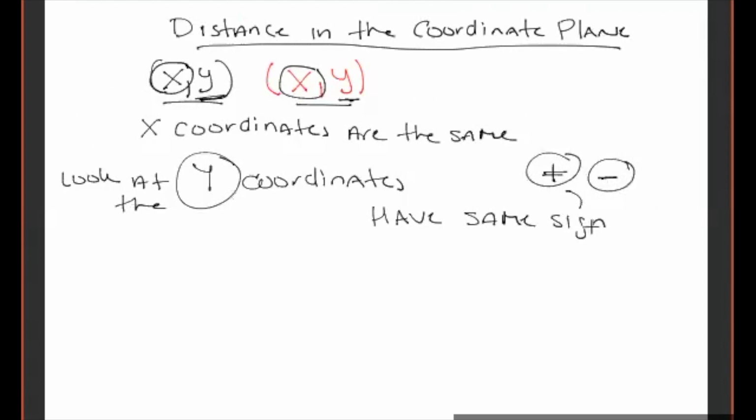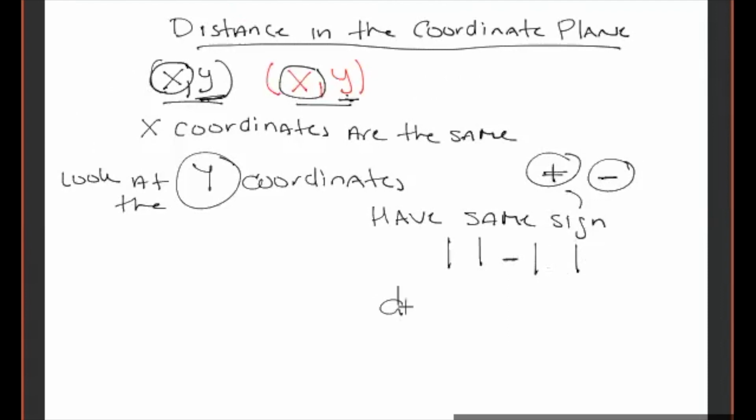So if they have the same sign, if they're both positive or they're both negative, you're going to subtract the numbers, okay? So it'll be y minus y. You're always going to have absolute value. You're going to have a number in there minus the absolute value, and then you get your answer.